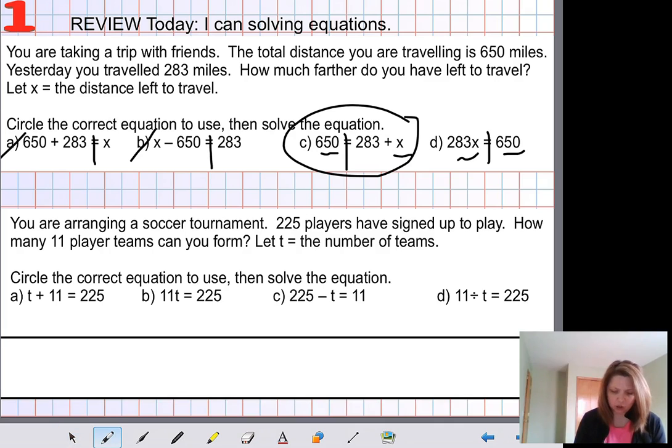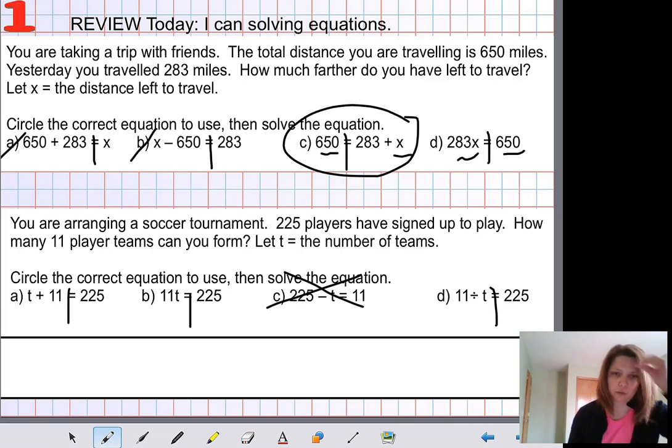So let's take a look at another four choices. We have A, B, C, and D. So first, let's think again, what is equal to 225? So this one is equal to 225, this one is equal to 225, and this one is not. So C is what we can exclude right away. Now, let's think about, if each team has 11 players, are we going to add team plus 11 to get 225? No, this would not work. So we're going to exclude this.